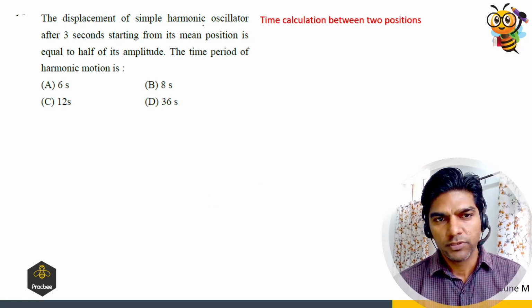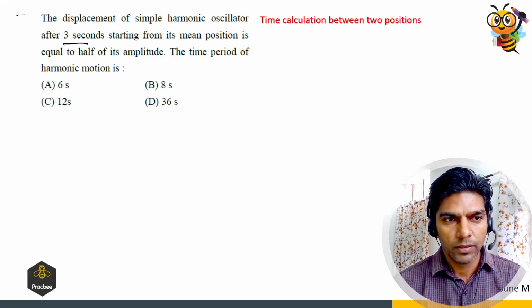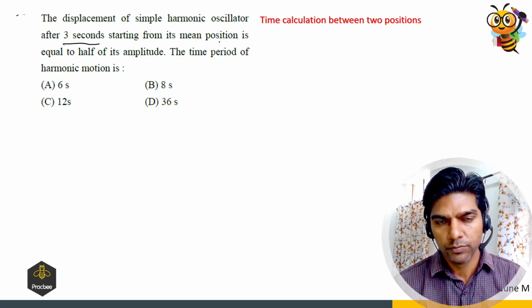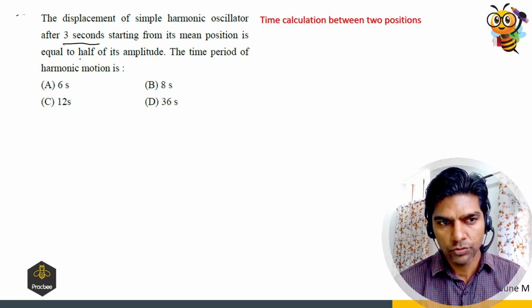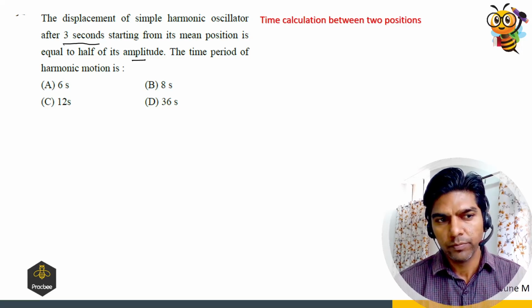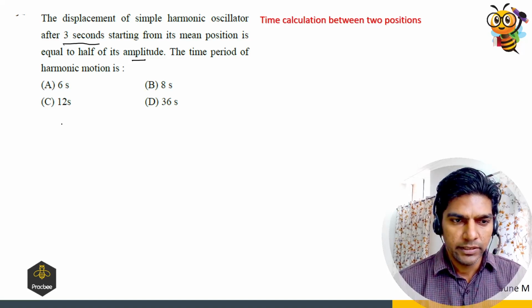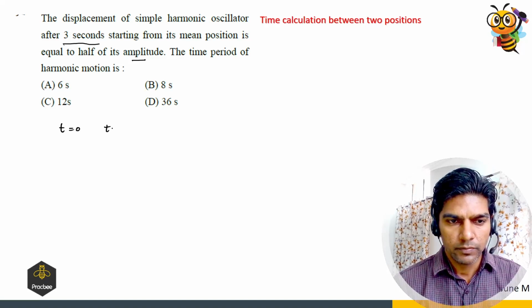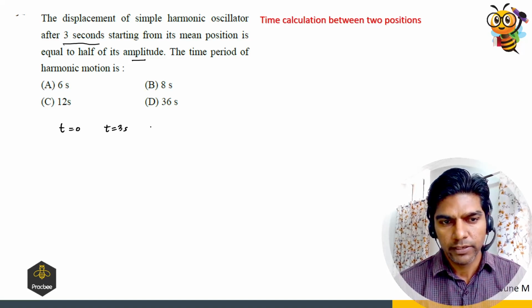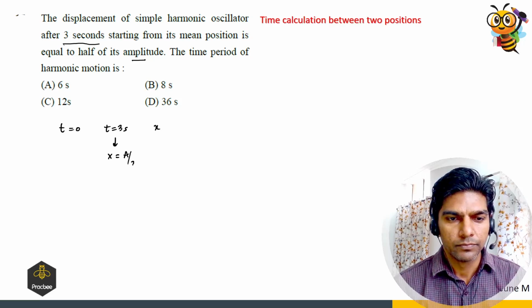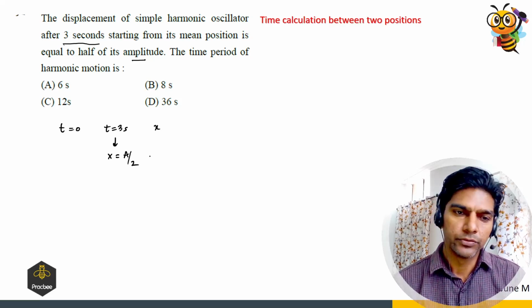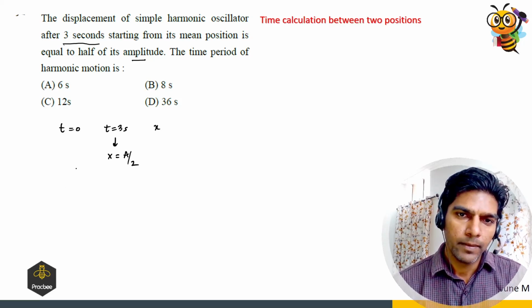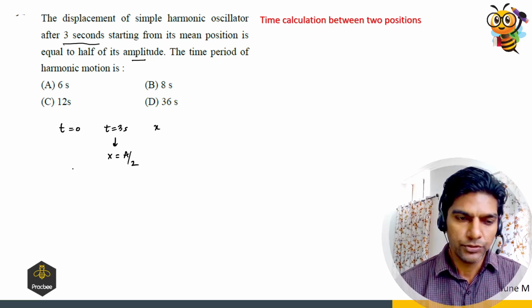The displacement of a simple harmonic oscillator after 3 seconds starting from its mean position is equal to half of the amplitude. Find the time period of the harmonic motion. So from t equals 0 to t equals 3 seconds, the displacement becomes a by 2, half of the amplitude. Right, this can be solved by using the equation of simple harmonic motion.